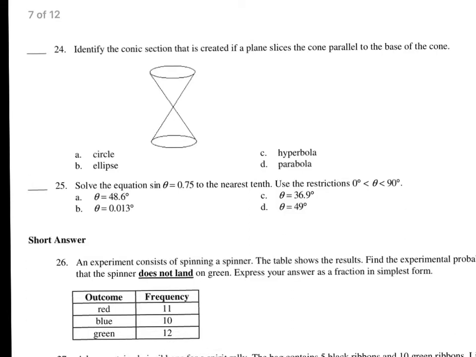For number 24, we need to know all of the chops for these, so I'll just do them in order. A circle is a chop parallel to the base. An ellipse is a chop diagonal to the base, in one side, out the other. A hyperbola is a chop that is perpendicular to the bottom and it goes through both cones. And the parabola chop goes in one side and out either the bottom or the top.